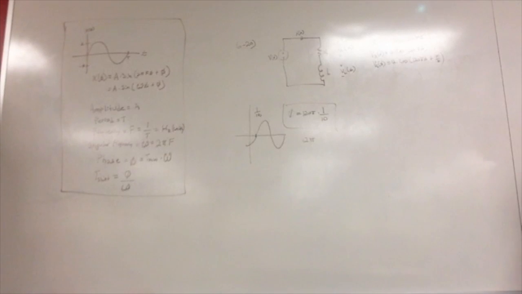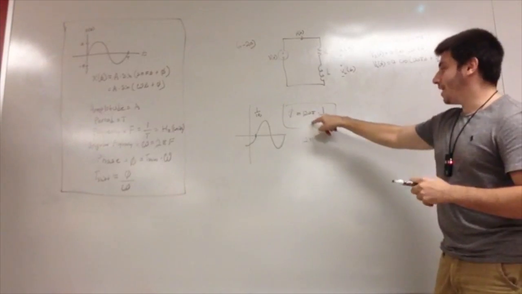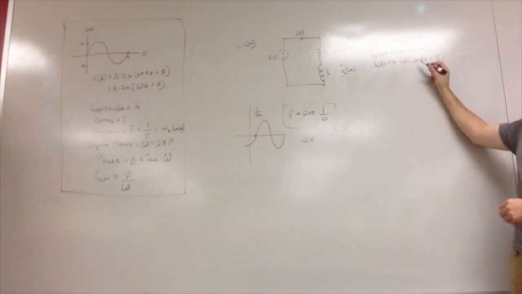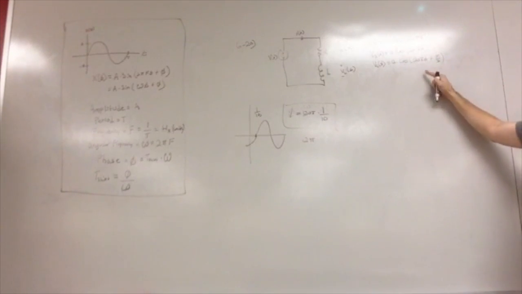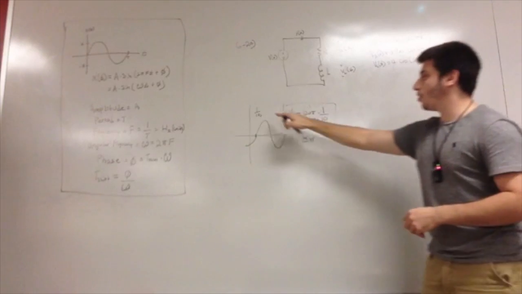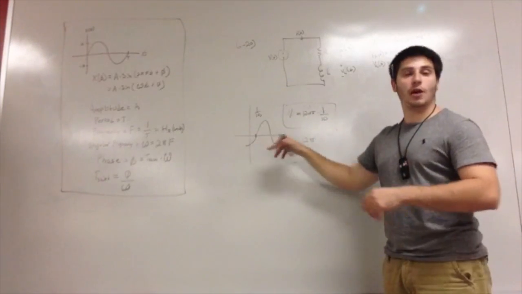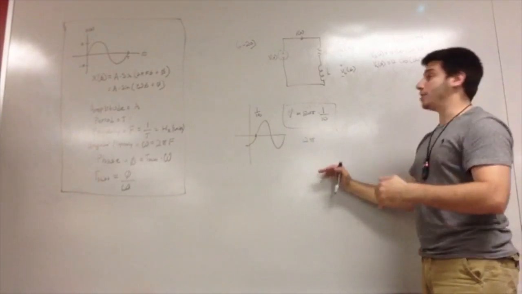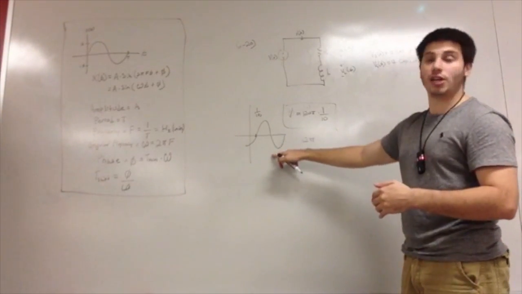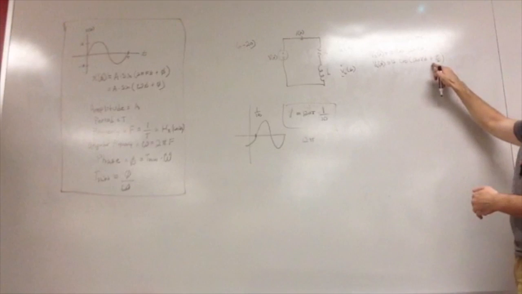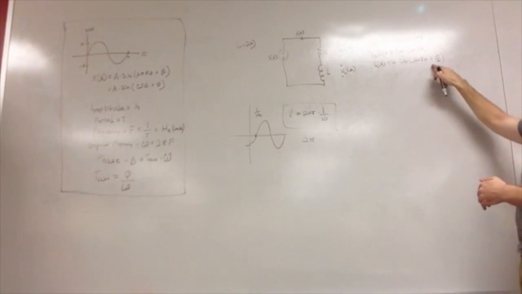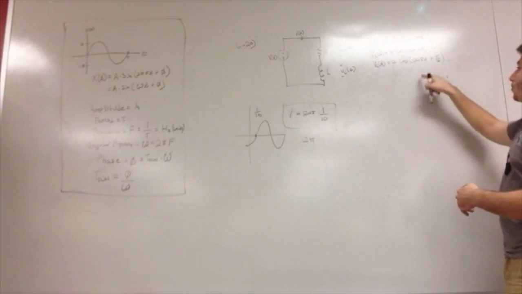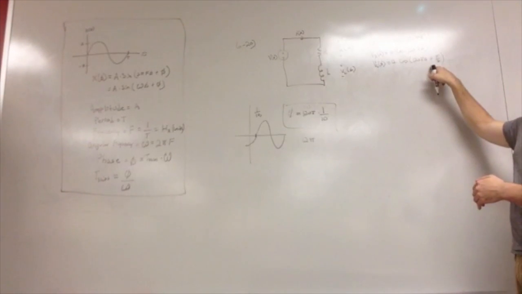So 120 pi is the omega. Yes, this is going to be our omega, right there, which we're pulling from right here. And the 1 over 10 is our shift. And we see that this shift was a shift to the right. And so if you have a shift to the right, you're going to have a negative sign right here. So this would actually be negative 12 pi.